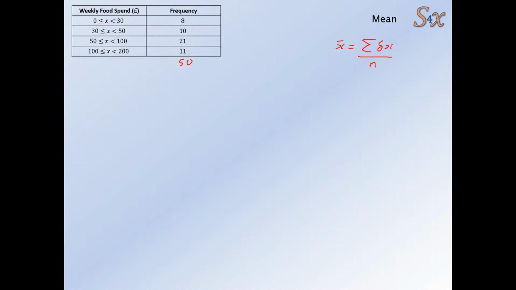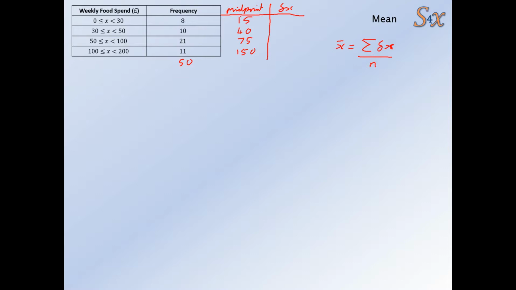Now the x value is a little bit complicated. Well, not really complicated, but we have to remember what it is because we've got a group here. So to get one precise value, we need an extra column for the midpoint, and that's the middle of the group. The middle of that group is 15, halfway between 0 and 30. The middle of this one is 40, then 75, and 150. And we need one more column as well, which is going to be fx, f times x, the frequency times the midpoint, and that's going to help us to calculate the numerator of this formula.